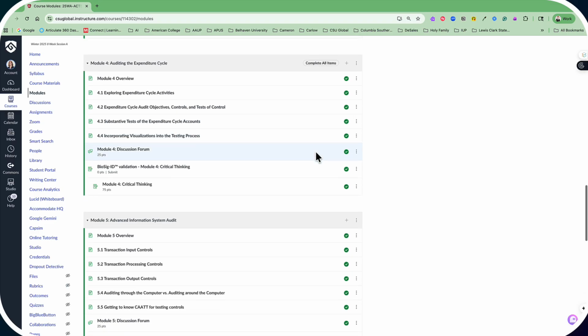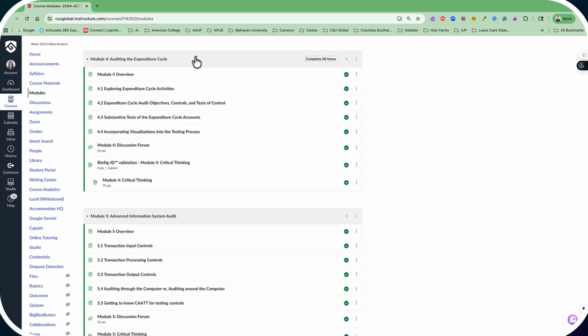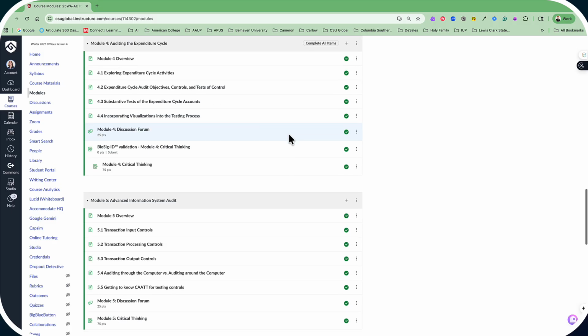Then at the halfway point of our course, we have Module 4, Auditing the Expenditure Cycle, very similar to the revenue cycle, where we are looking at the expenditure cycle activities, the audit objectives, controls, and test of controls. Then we move to substantive testing and visualizations of the entire testing process.